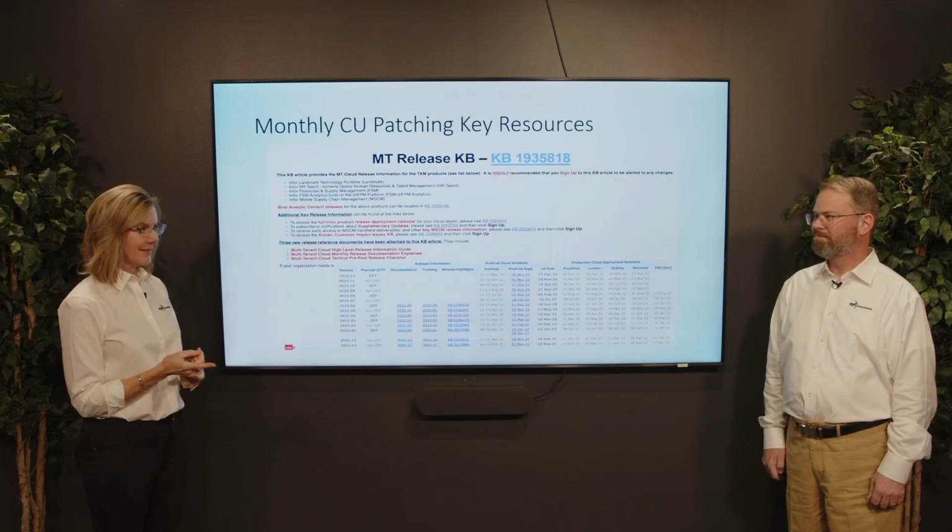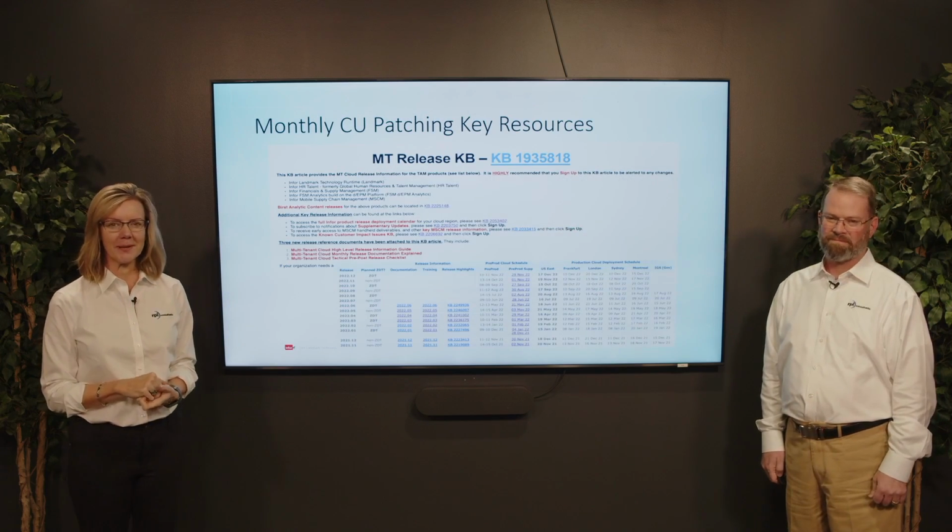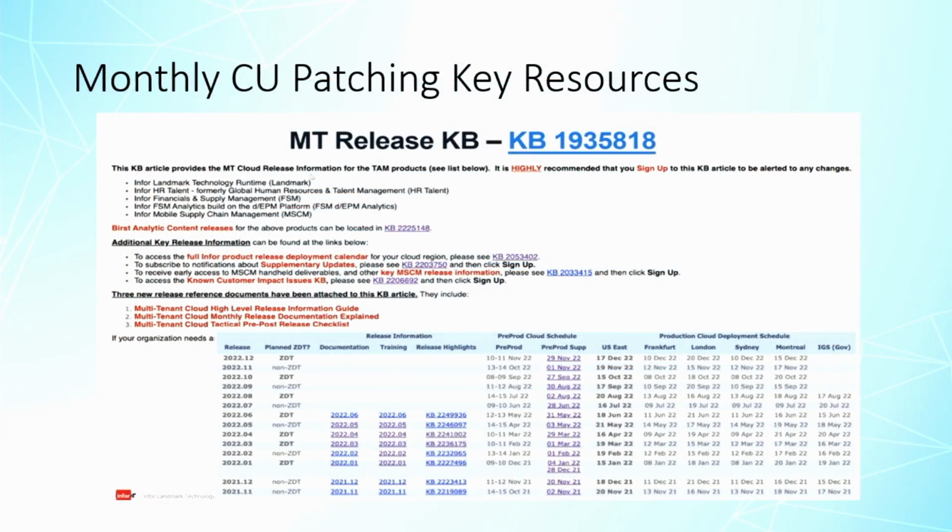But on the next slide, the master KB, this 1935818, is really pretty much the master KB for all the CU releases. It's a great article if you only sign up for one. This is the one to sign up for, because everything here you can link to from what was in the previous slide. They have, again, the trainings, the highlight release notes, the supplementary updates, you name it, everything is linked off of here. So you don't really have to know many KB articles if you don't want to. You come here, you can link out to wherever you want to go.